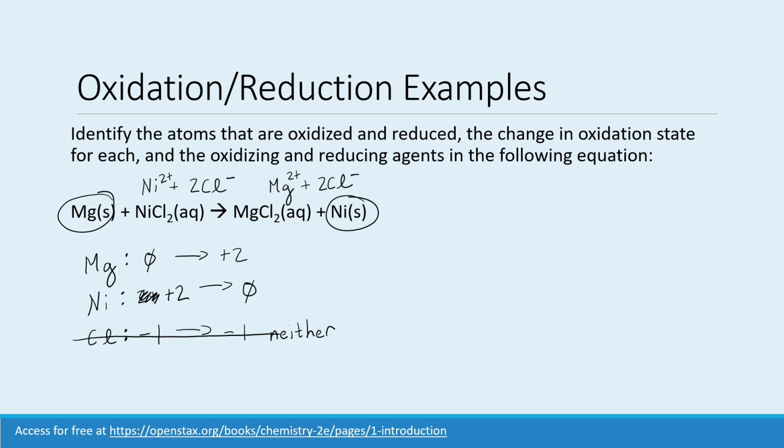And then for the two we have left, I like to look for the one that's being reduced first, and that would be the nickel, because it's going from +2 down to 0, and so that oxidation state is reduced. And once I determine that, that means that the magnesium must be oxidized, and we can see that it's going from 0 to +2.